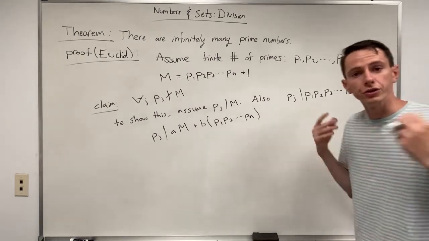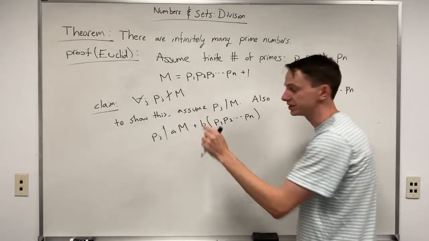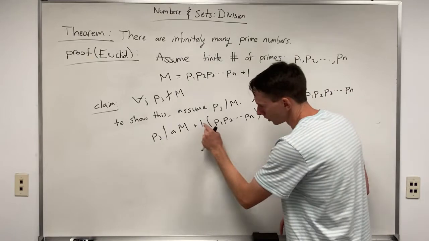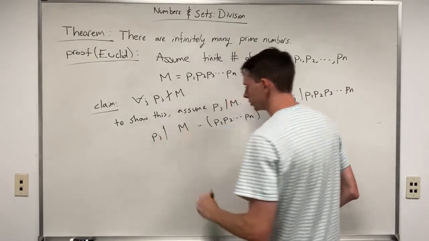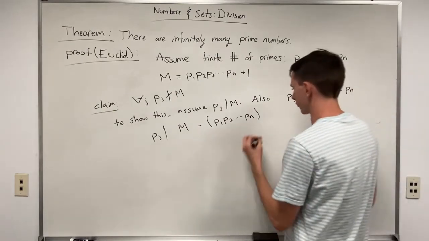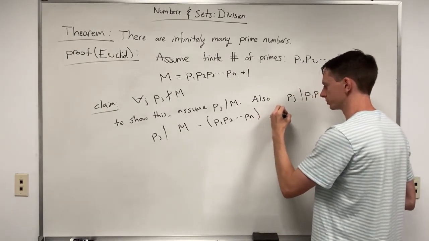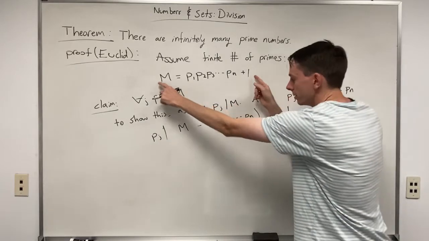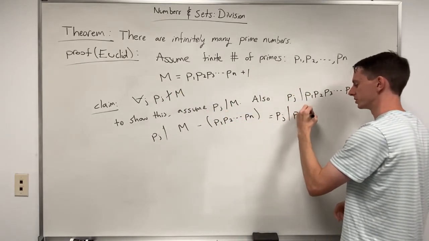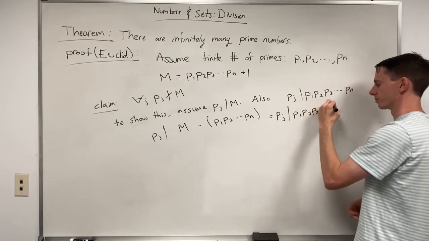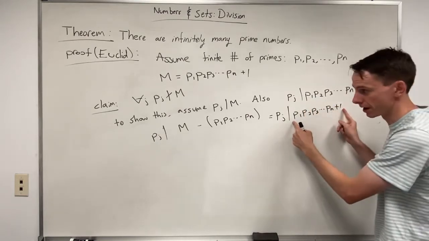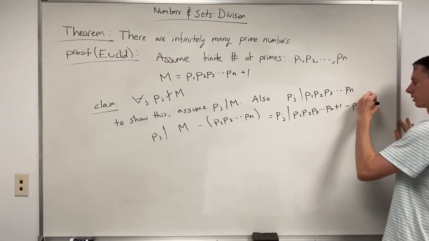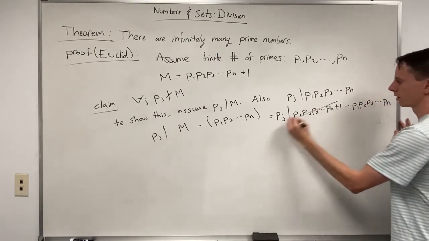Okay? What we can do is we can set a to equal 1 and b to equal minus 1, because P sub j should divide any linear combination. And in the case where a is 1 and b is minus 1, this expression simplifies to m minus the product. Another way of writing this is that, rather than writing m, we're going to just substitute in the definition for m. We're going to say that P sub j divides P sub 1 times P sub 2 times P sub 3, all the way through P sub n, plus 1, this is the definition of m, minus the product of all of those prime numbers. So minus P sub 1, P sub 2, P sub 3, all the way through P sub n. The products cancel.